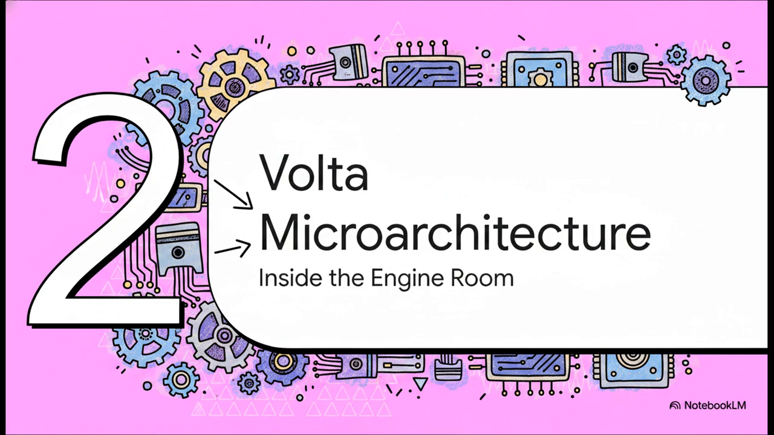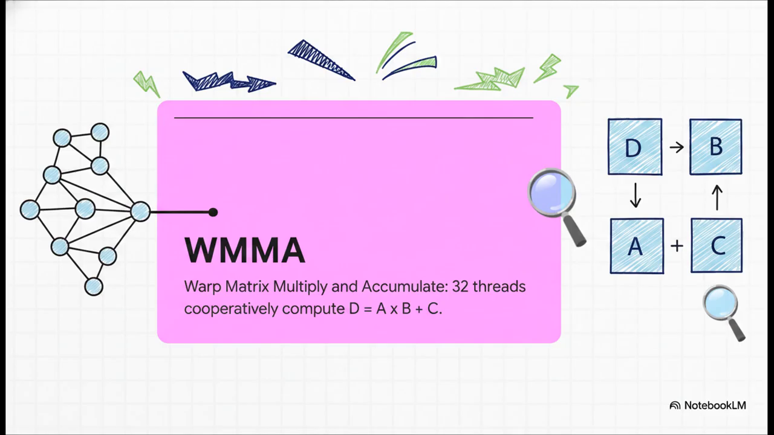Moving right along to Section 2, inside the Volta microarchitecture. All right, so we've got the macro view of the SM and the workloads it accelerates. Now let's shrink ourselves down and step right into the engine room. To bridge the gap between theoretical math and the code actually executing, we rely on the WMMA abstraction. That stands for Warp Matrix Multiply and Accumulate. Basically, it's a CUDA programming abstraction that lets a warp, which is a lockstep group of 32 threads, cooperatively compute the fundamental equation of deep learning: matrix D equals matrix A times matrix B plus matrix C.